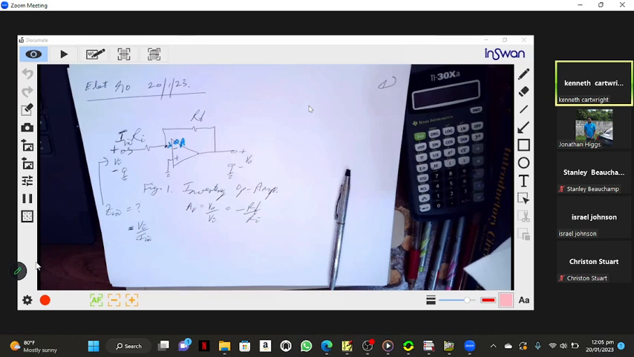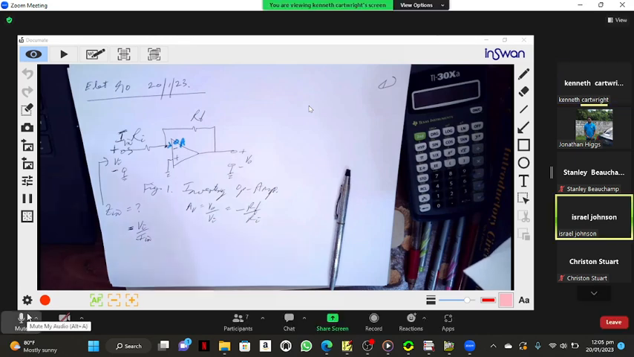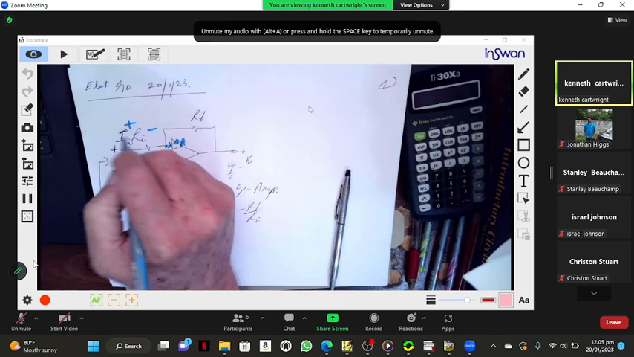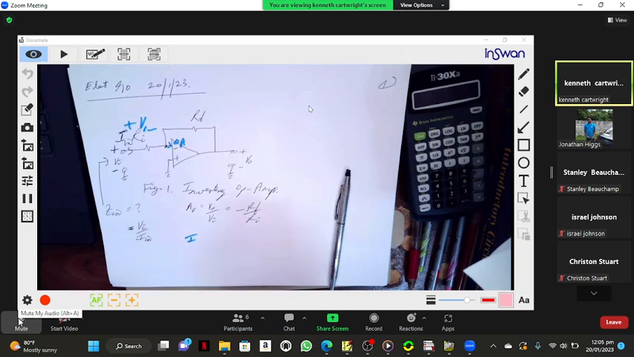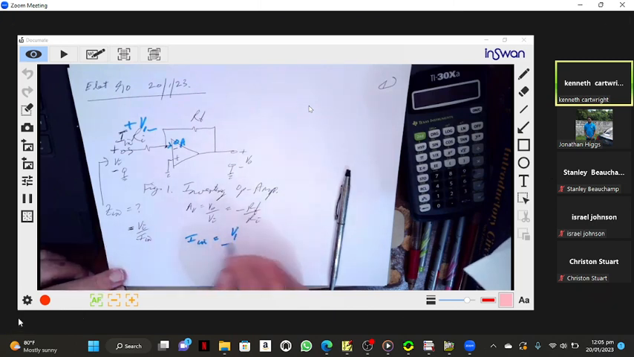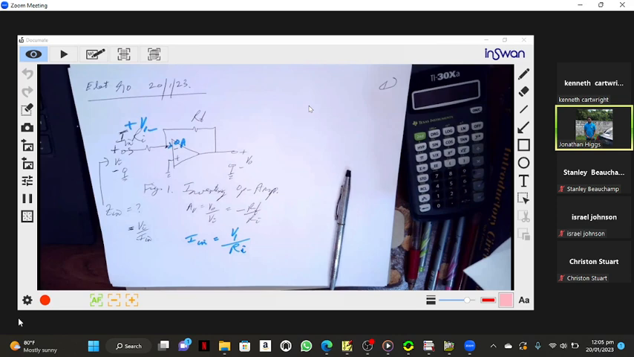Right. Yes, sir. Iin is this voltage. Let's call it V1. Iin is V1 divided by RI. That's Ohm's law. Now, what is V1 equal to?